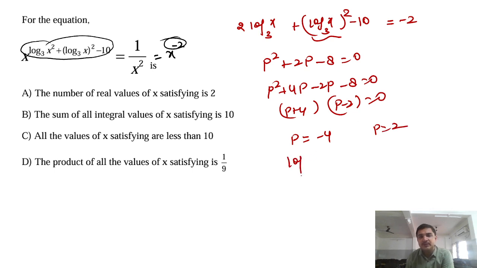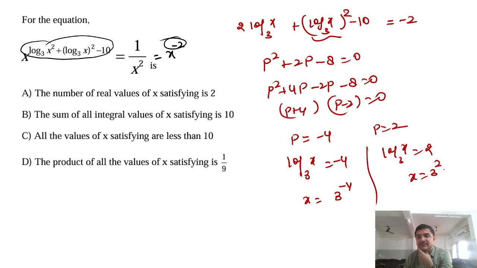What is p? We have assumed as log x base 3, which is equal to minus 4. Yes. Now what I'll be getting p value as? X is equal to 3 power minus 4 in that case, correct? 3 power minus 4. Yes. Also with that, what are we getting? P is equal to 2. P is equal to 2 means log of x base 3 is equal to 2. So x is equal to 3 square, which is 9. And this is 1 by 81. Correct? Now number of real values of x satisfying is 2.